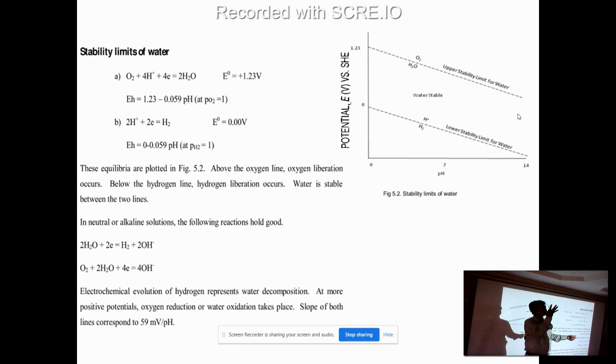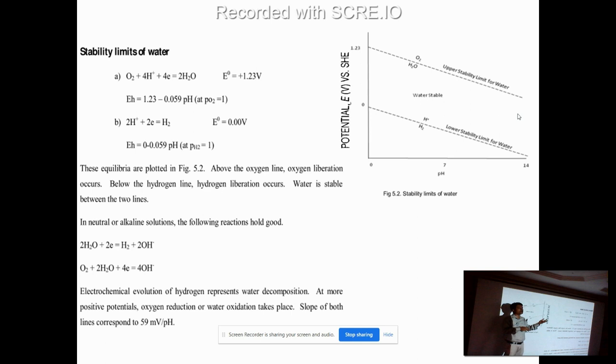Similarly, if I apply potentials which are less than zero, negative potentials, I will get hydrogen bubbles on the other electrode. So this is water electrolysis. If you conduct a water electrolysis experiment, you can see on one electrode oxygen formation, on another electrode hydrogen formation. So this is the potential pH diagram, where you can know in which phase water is there, in which time oxygen can be formed, in which time hydrogen can be formed.